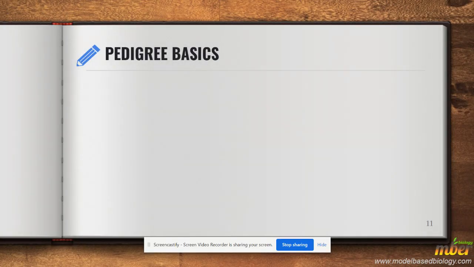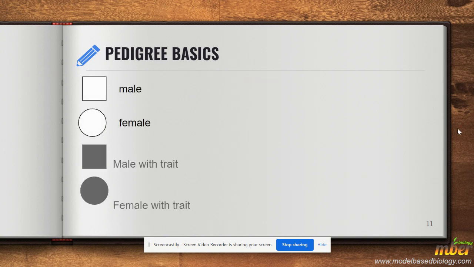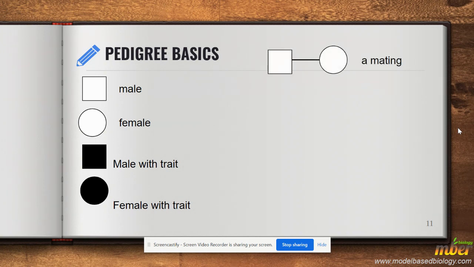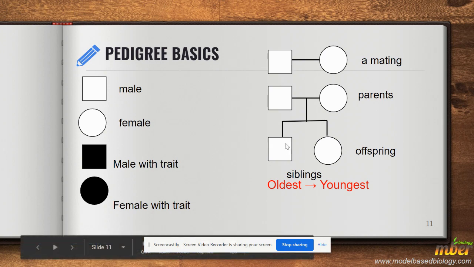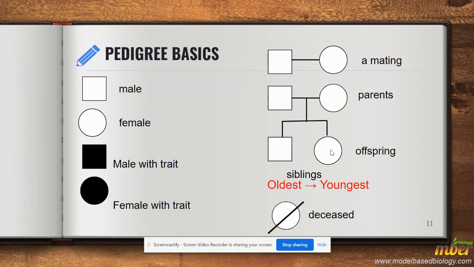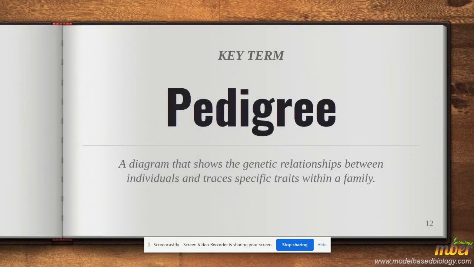So pedigree basics. Square equals male, circle equals female. A black square or circle means that they have the trait that we're tracking. When there's a line connecting them, that means that there is a mating and that there is going to be offspring. If there are multiple lines off a mating, there's multiple offspring. They're always going to be ranked oldest to youngest. So this guy is going to be older than his sister. If there is a line through it, unfortunately, that means that that member of the family is deceased.